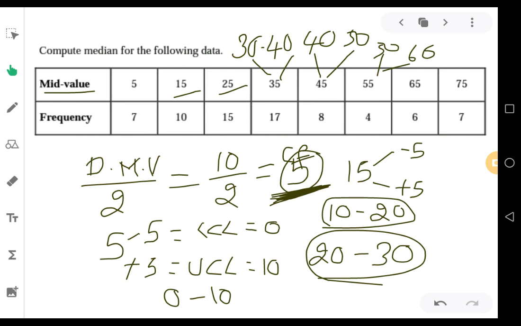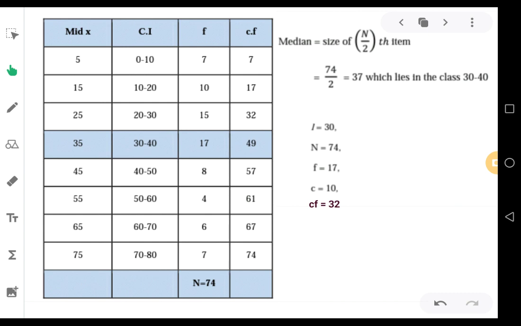So let us proceed to the solution now. Mid values, 5 minus 5 is 0, 5 plus 5 is 10. So class interval is 0 to 10. 15 minus 5 is 10, 15 plus 5 is 20, so 10 to 20.